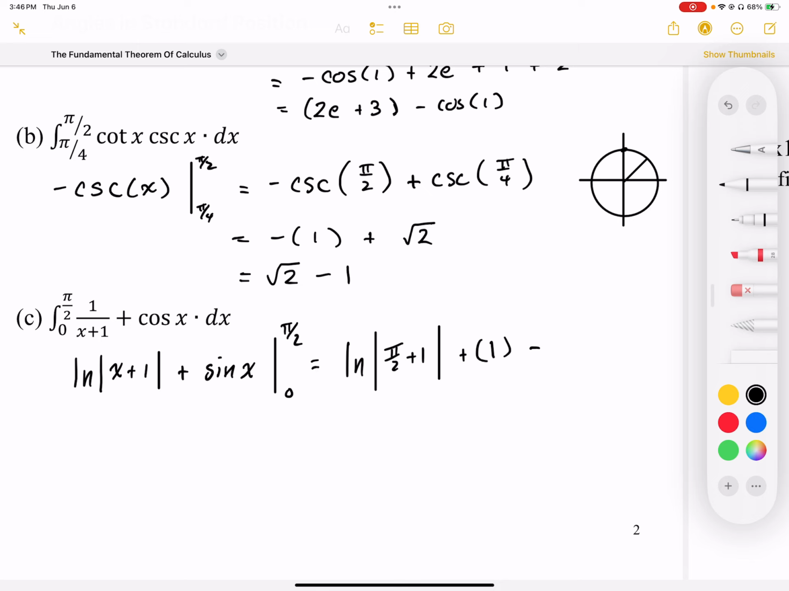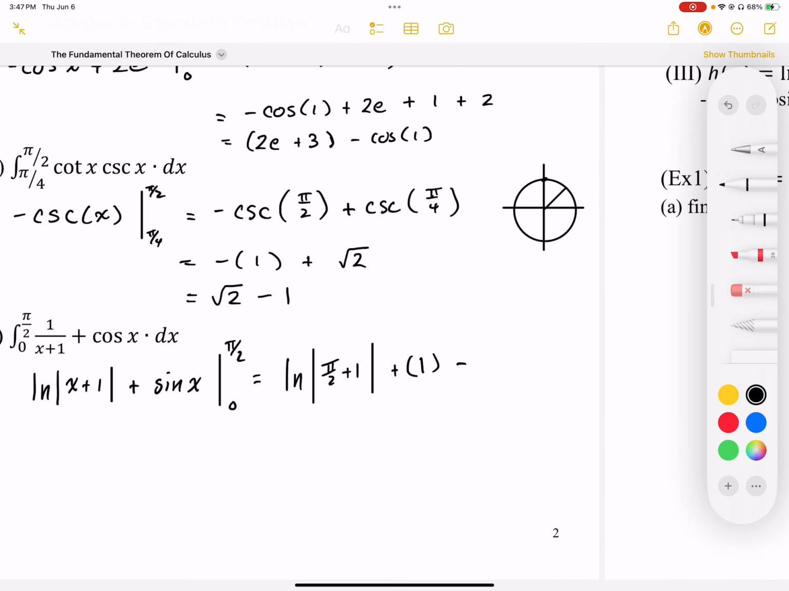And then minus, when we plug in the other bound, I'm going to plug in 0. So I'm going to end up with these brackets, log of 1 plus sine 0, which is 0. Okay, so this ends up being log of pi over 2 plus 1 plus 1. Okay, that's a positive value, so I don't need the absolute value. So there's my solution, my area under that curve from 0 to pi over 2.